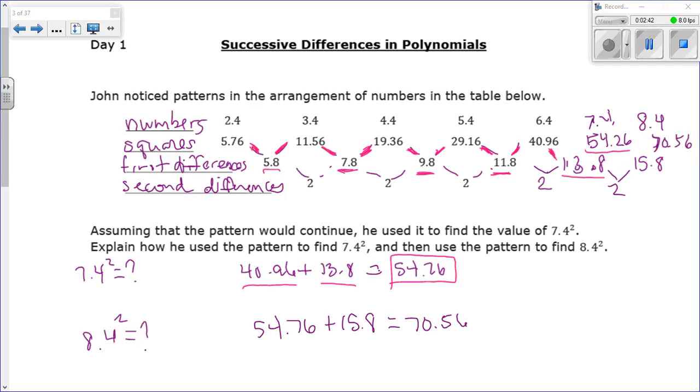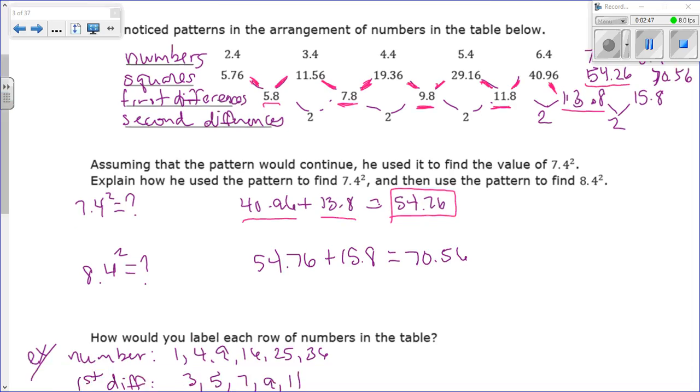Using that same line of thinking, John could find 8.4 squared because he knew he could add 15.8 to the 54.76 and get 70.56. Kind of ignore this question because we don't need that.